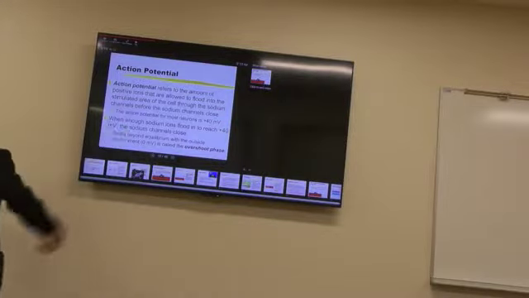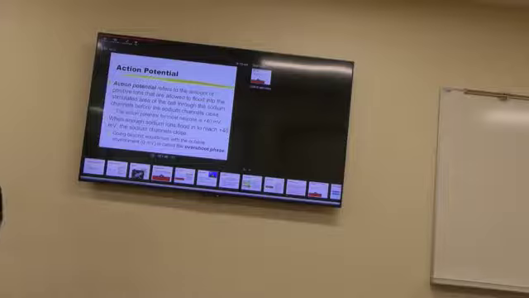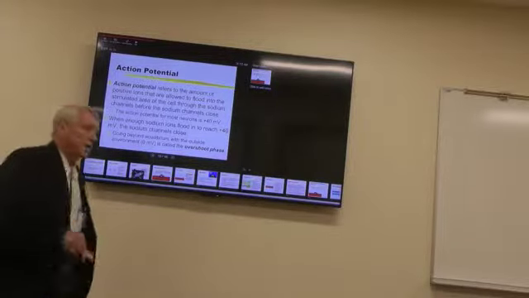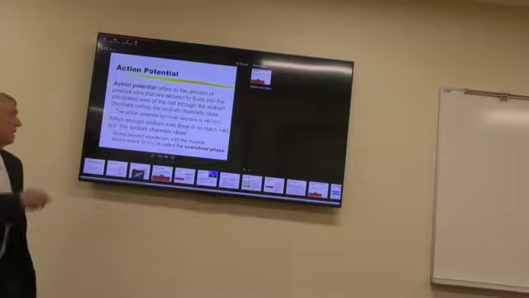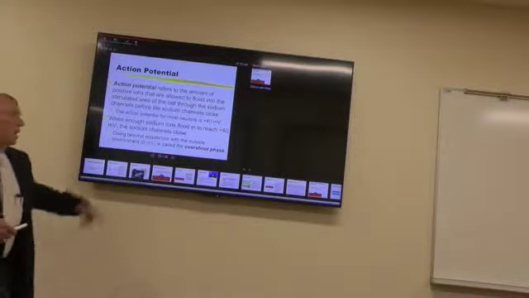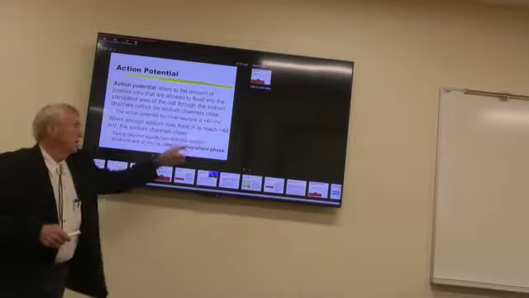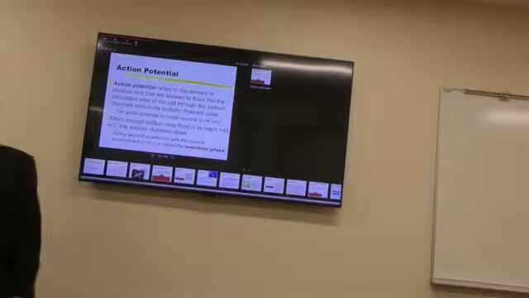It can't fire at positive 40 because the electrical charge is positive. It needs to be at a negative. The inside of the neuron has to be negative in order for it to fire again. And we've just gone all the way up to positive 40, and this is known as the overshoot phase.